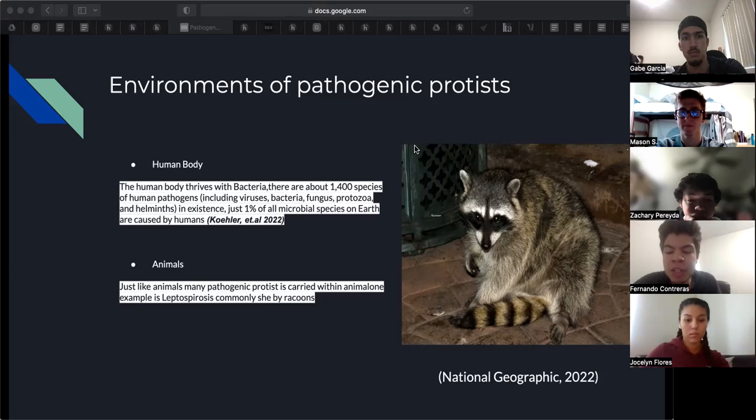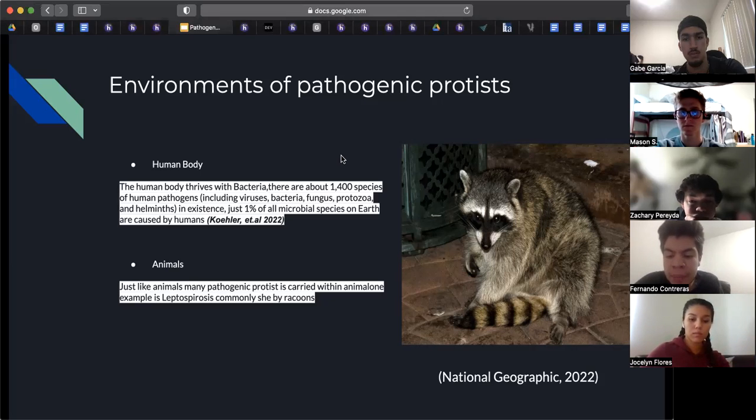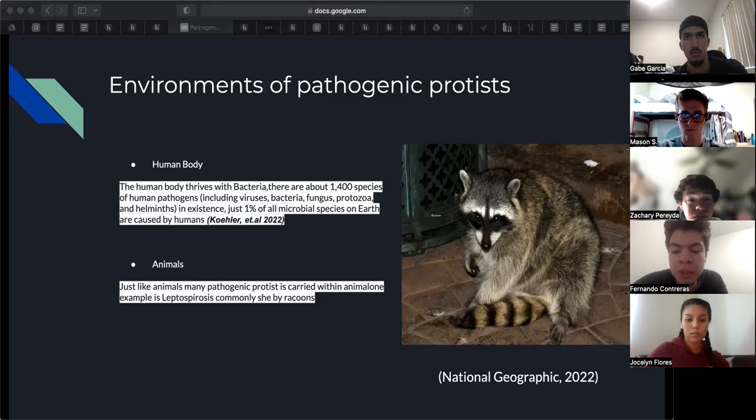Animals have a lot of pathogens, just like humans, and these can be transmitted to humans as well. One example is leptospirosis, which raccoons shed through their urine and secretions. Exposure of open wounds to these excretions can cause infections in humans.